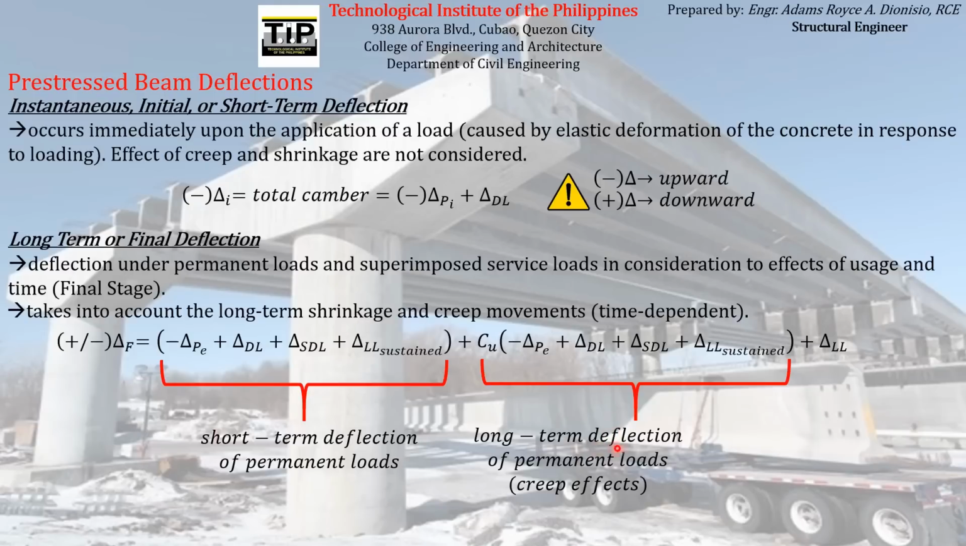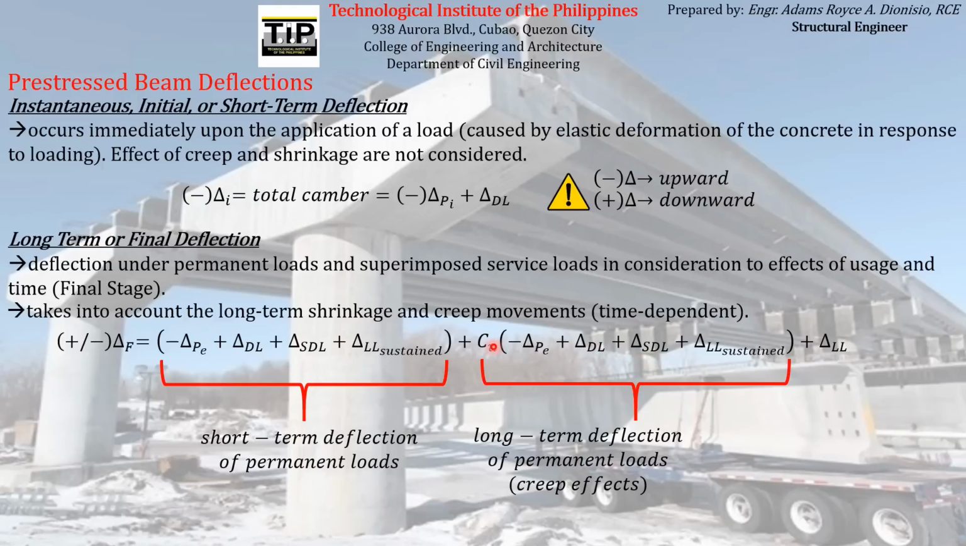So these are actually the long-term deflections of the permanent loads, wherein we already considered the creep effects. So we just multiplied this term with Cu, which is the creep coefficient, if you can remember the Cu that we have studied from the previous discussions. So that is how you can take into account the long-term effects of the shrinkage and creep with respect to the deflection. So the long-term effects is just a portion of the short-term deflection, as you can see here on the formula.